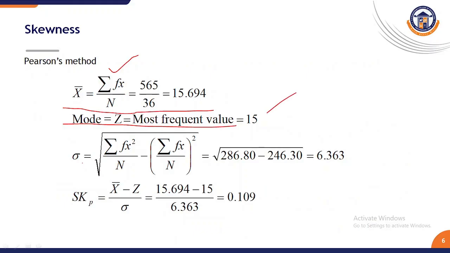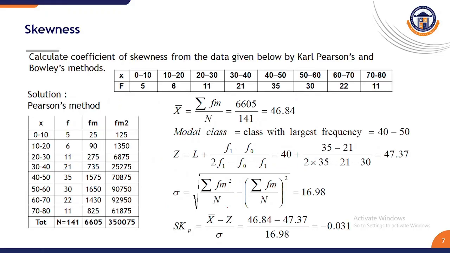Then standard deviation formula is square root of sum of fx square divided by n minus x bar square. For this problem, standard deviation value is 6.363. So using these values in the Pearson formula, we can get the value of skewness by Pearson method. Here the value is 0.109. So the same calculation for continuous case is explained here.